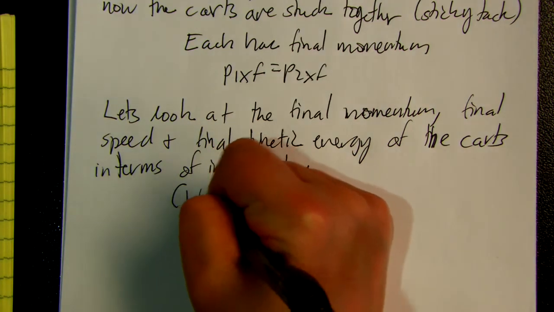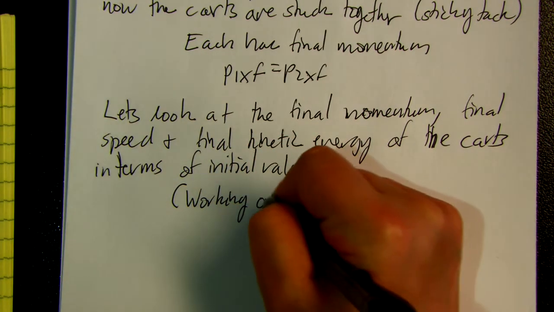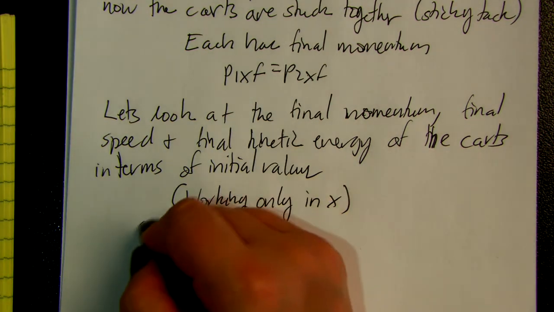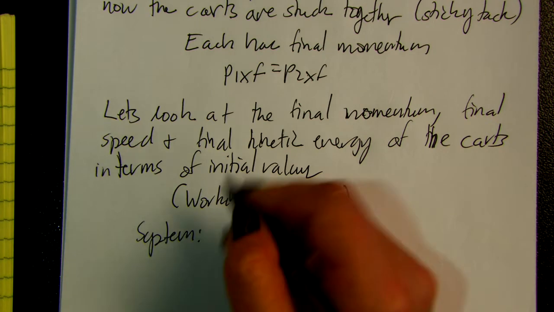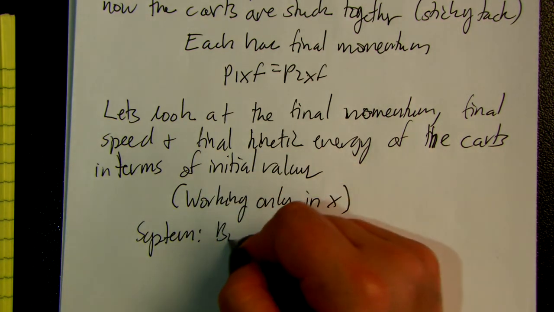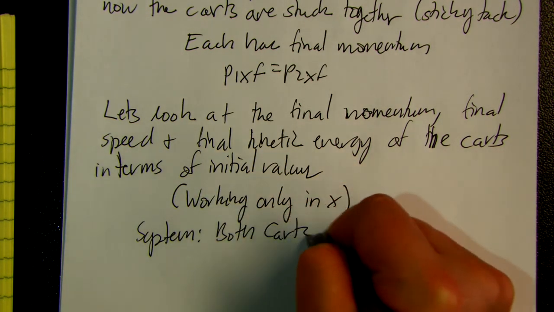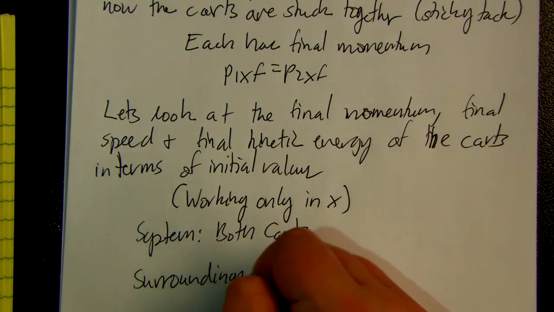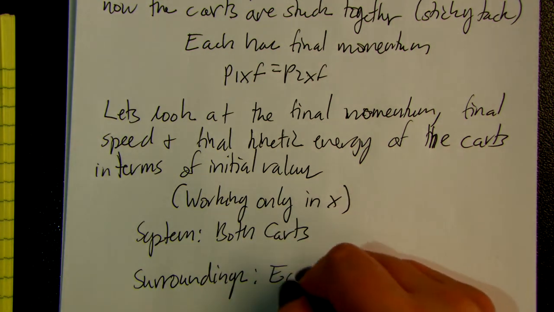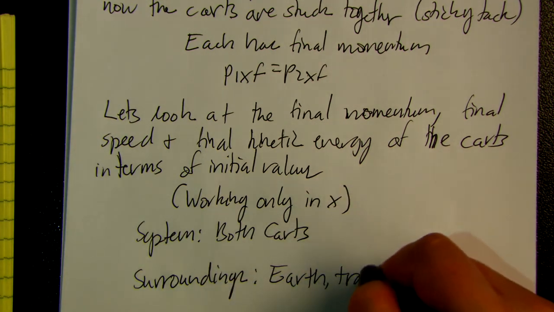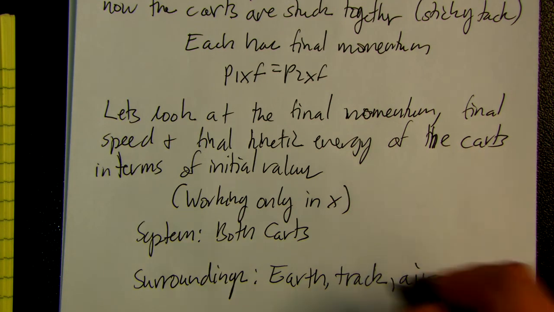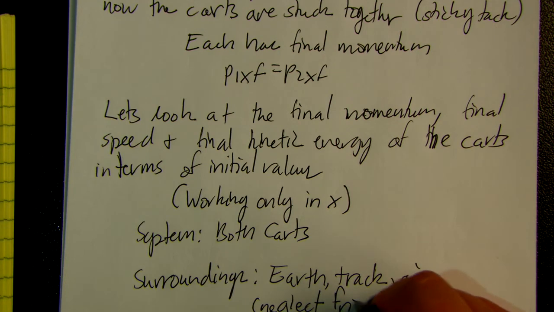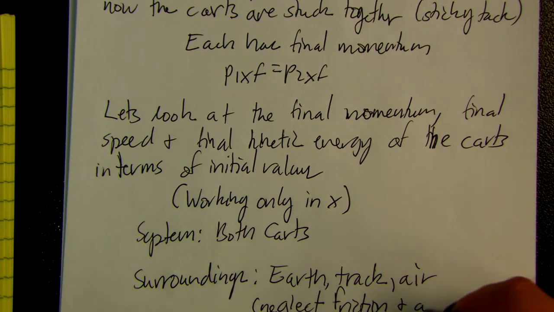Once again, we are working only in x. Our system, both carts. Our surroundings, we have the earth, track, and air. Once again, neglecting friction and air resistance.